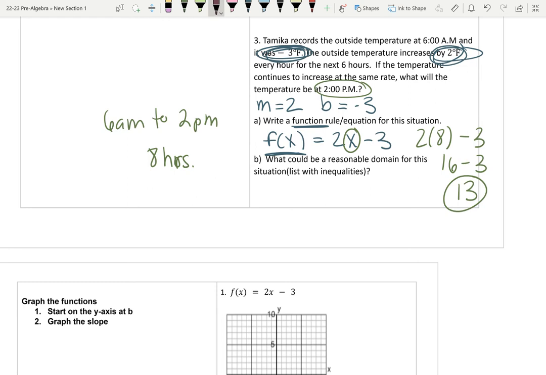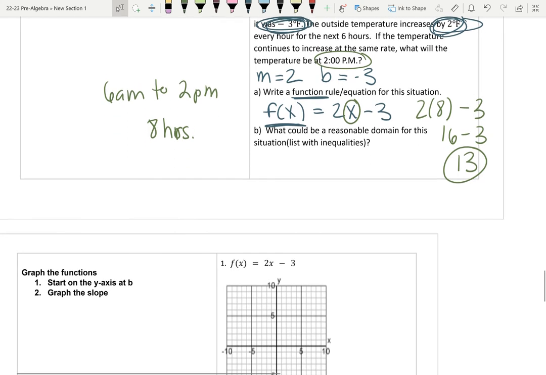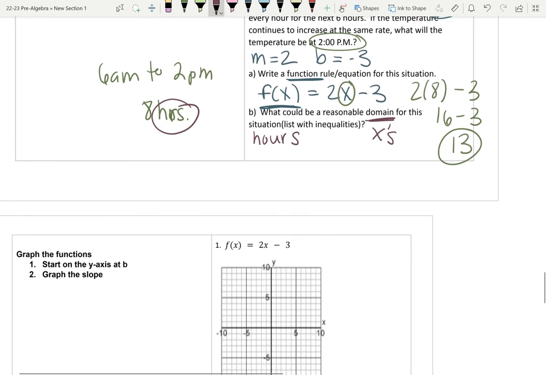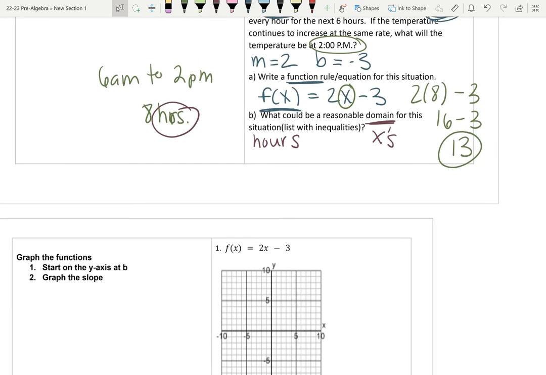The last part here is asking for a reasonable domain. So if we're thinking about domain, the domain is the x's, and for x, we're putting in the hours. And there are 24 hours in a day, so we went between 0 and 24 hours. And if you remember, our format is the smallest number less than or equal to x less than or equal to the largest number. So I'm going to have 0 less than or equal to x less than or equal to 24, because it's between 0 and 24 hours.